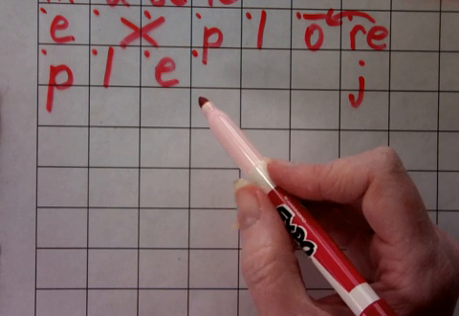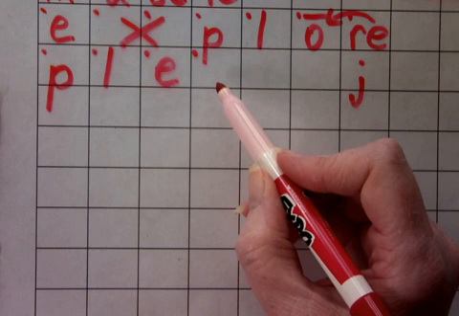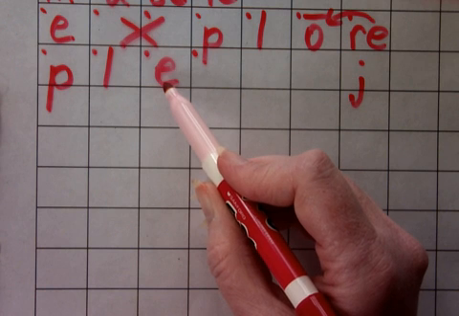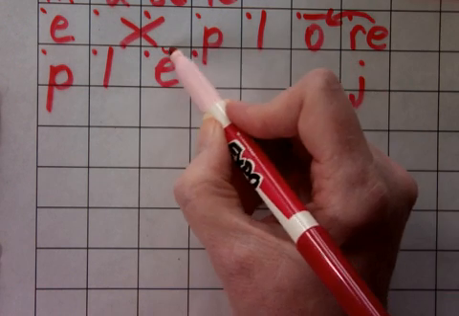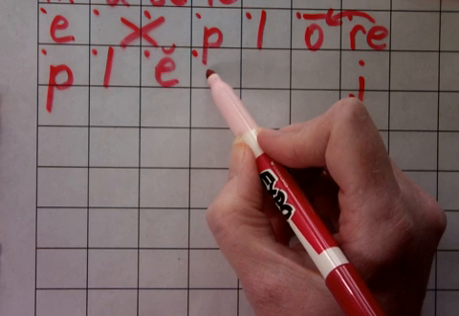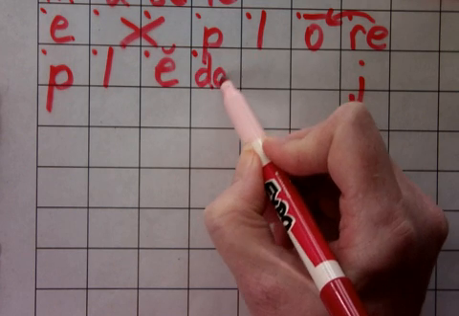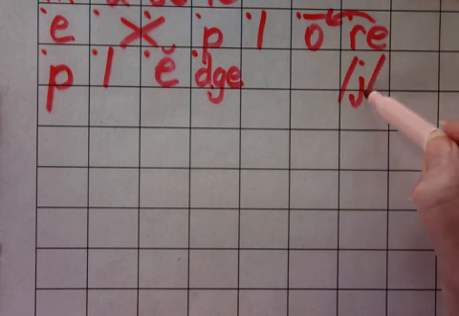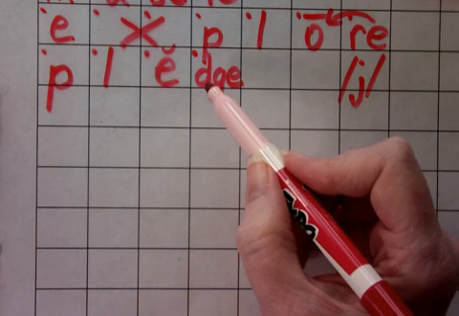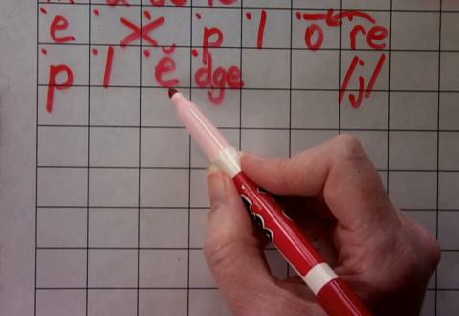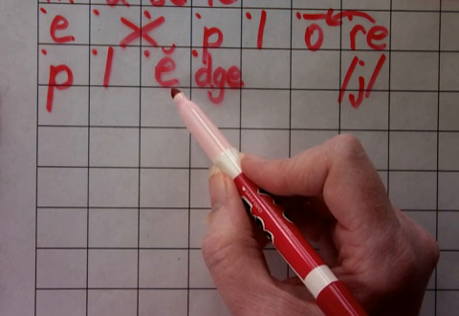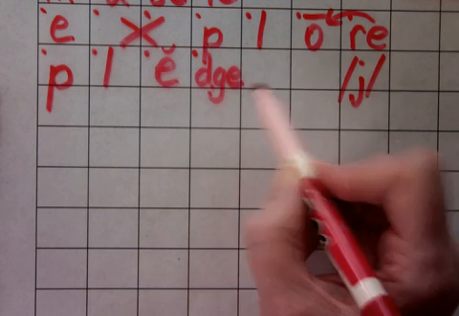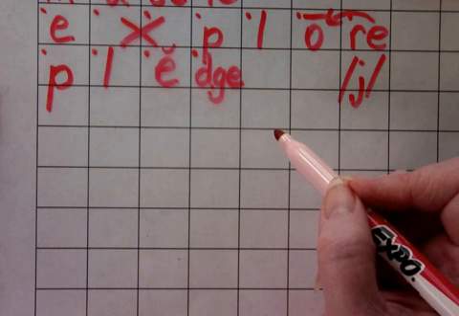When we have a J sound at the end of a word, usually a single syllable word, following a single short vowel, like eh, it's going to be spelled with a D, G, E. Let me say that again. The J sound at the end of a single syllable word following a single short vowel is going to be spelled with D, G, E to represent the J sound.